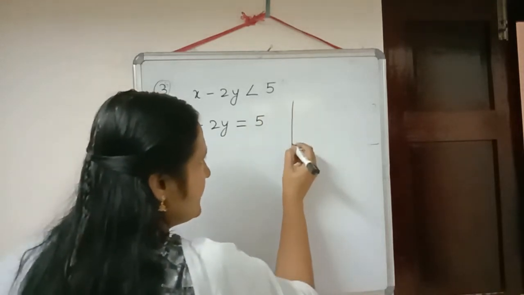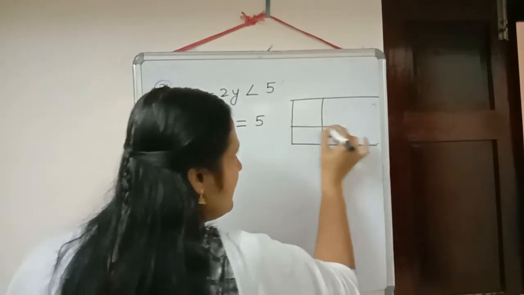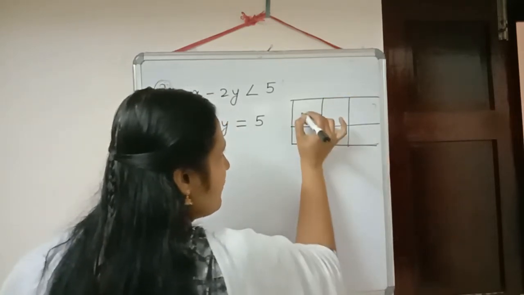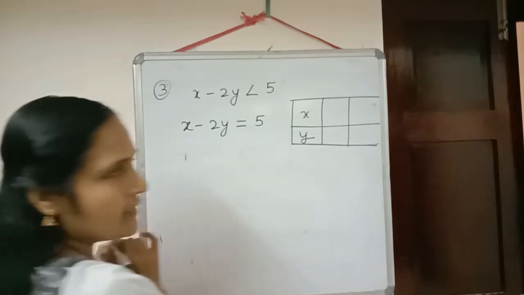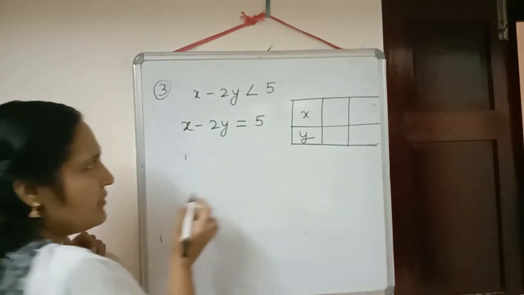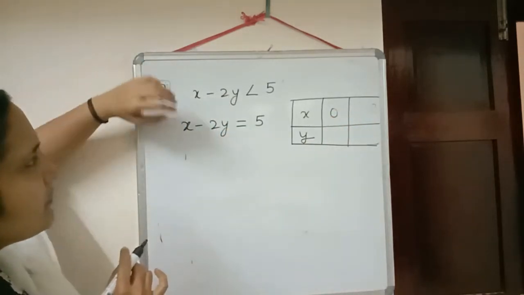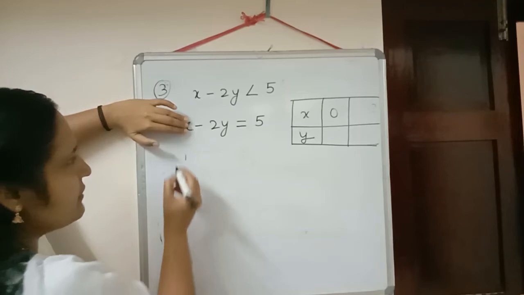Now draw the table. Draw with me. Don't simply look at the video. When I am drawing, you also draw with me. x comma y written here. Then what will we do? First substitute x equal to 0. So if x is equal to 0, what will happen here? This expression will become 0.